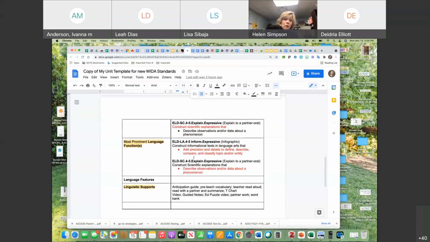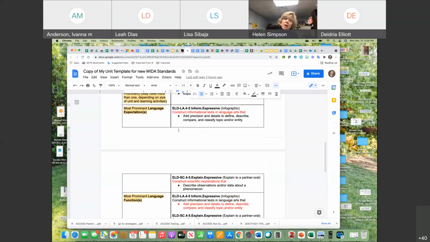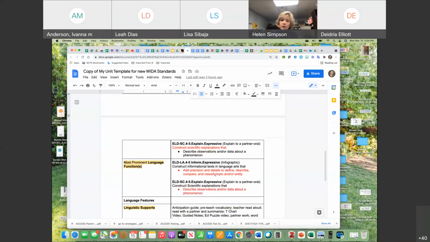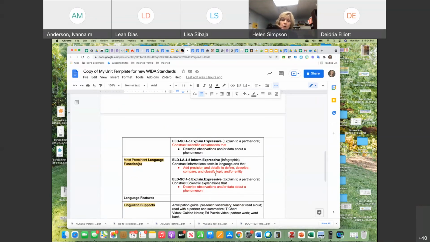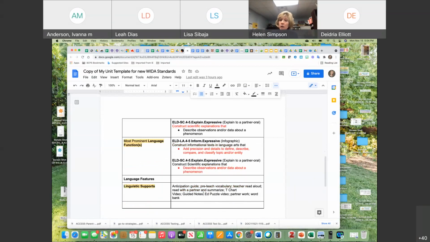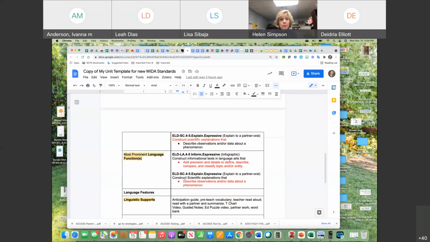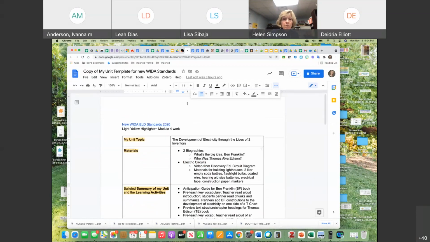And so you're going to dig around and find the most prominent language expectation that goes along with your learning activity and what language function you want to select to go with it. You can also add in linguistic supports that you would include in your unit. We're not going to do anything with language features today. That's for the next time we meet. Okay, so let me go back.